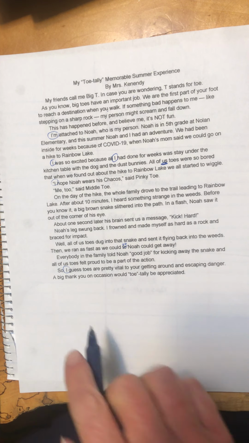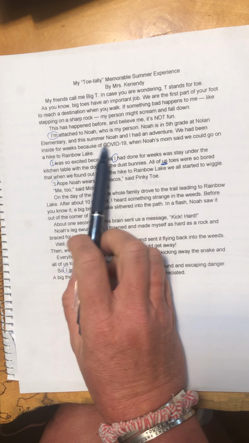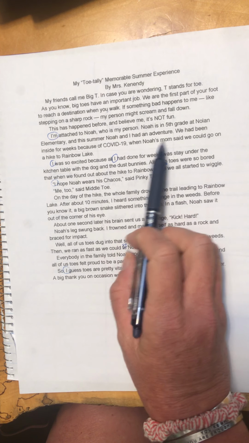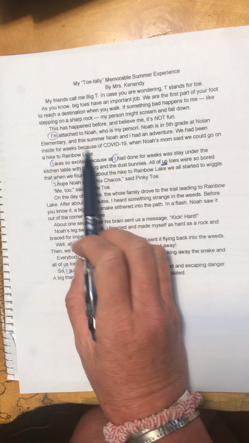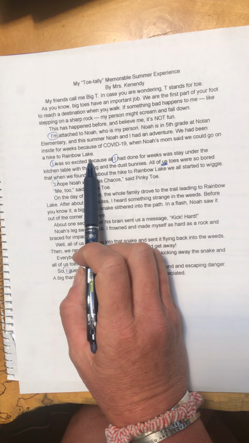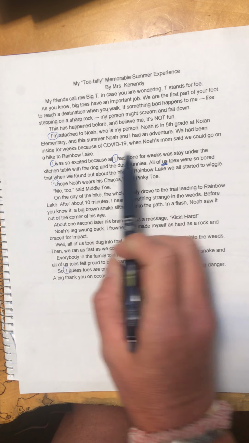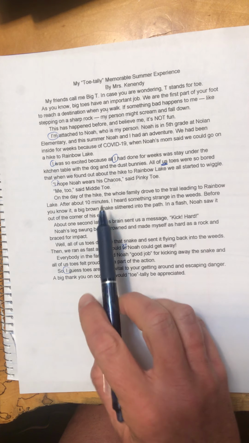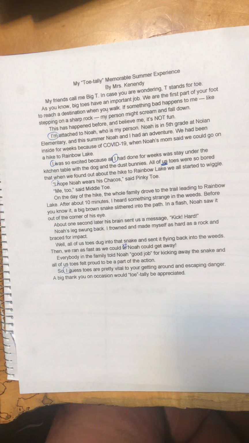And do you see here where we've got the setting? It was talking about them being bored at home, and then Noah's mom said they were going to Rainbow Lake. So when I wrote this, I didn't just say that we were going to Rainbow Lake and then never mention it again. But I gave details about hiking at Rainbow Lake and the weeds on the side. So make sure that you are including things like that as you are writing your story.